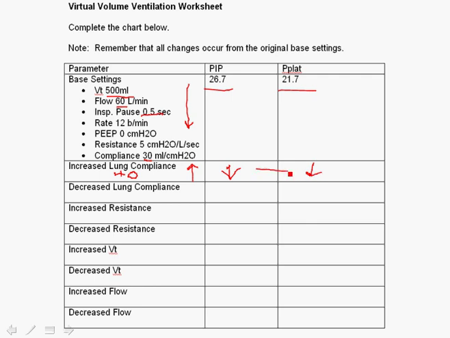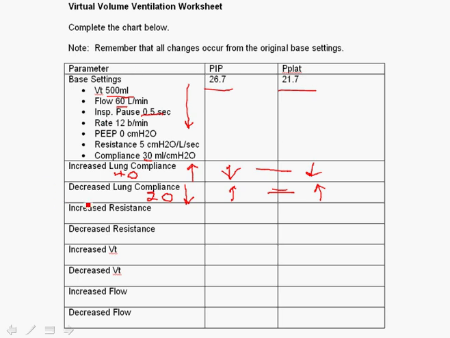Now you'll also notice as we make further changes that the pressure gradient between the two will stay the same. So when you decrease lung compliance or make the test lung stiffer, PIP will go up and P-plat will also go up, but the gradation between them will stay the same. All right? So incrementally, before you make each one of these changes, you're going to make sure that the test lung is set up at the base settings, and then say, well, if I just change compliance, what would happen? Then turn it back to normal.